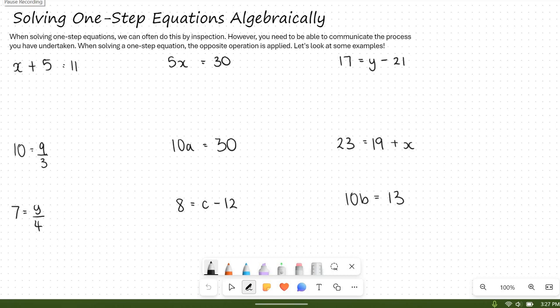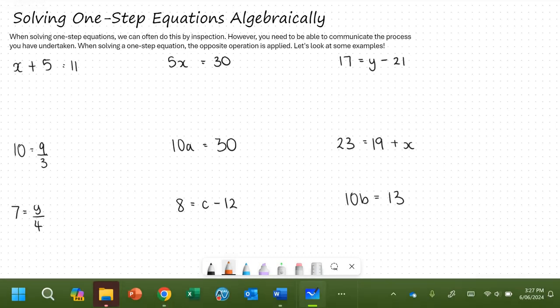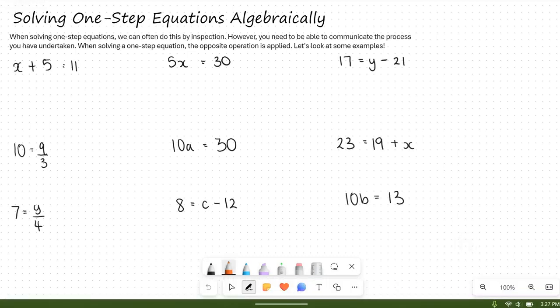When you solve a one-step equation, I know we can do this by inspection, but when we do it, we're just applying an operation to both sides, and that's often the opposite operation to what we're seeing in front of us. Take this x plus 5, for example. I've got x plus 5 equals 16. We know that's going to be 6 plus 5. But to show that, I'm going to subtract 5 from both sides. And that will leave me with x equals 6. Okay, so it's always just the opposite from what you're seeing.